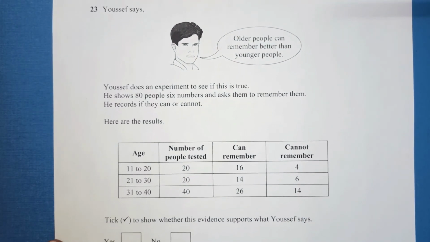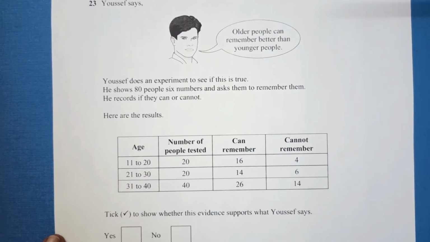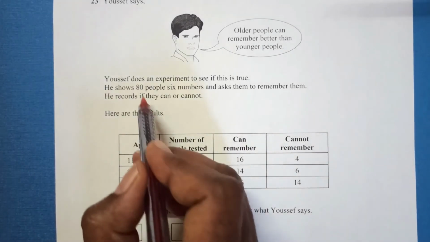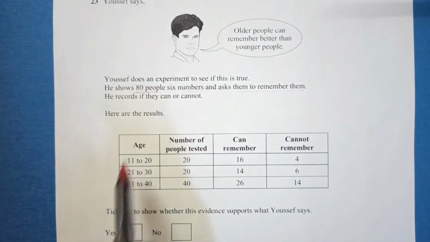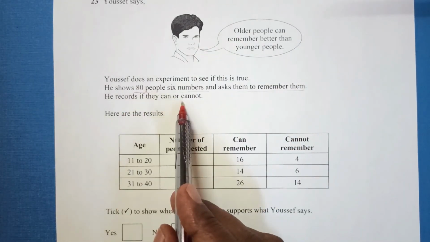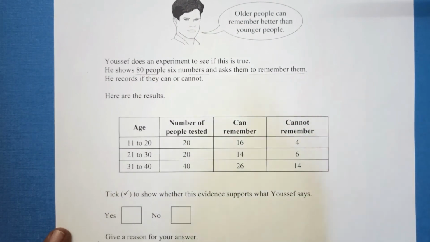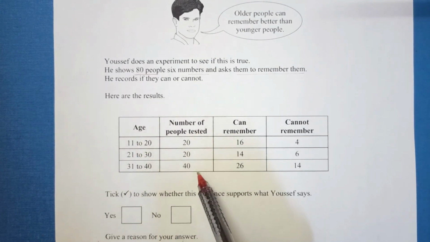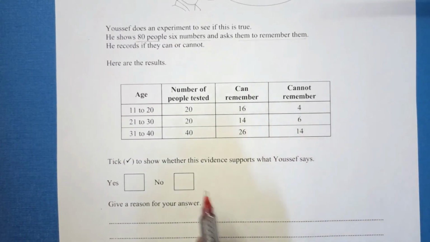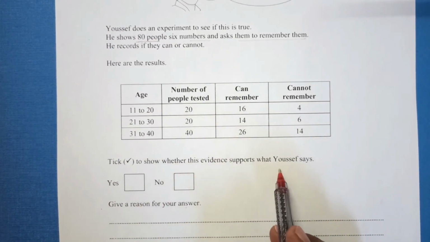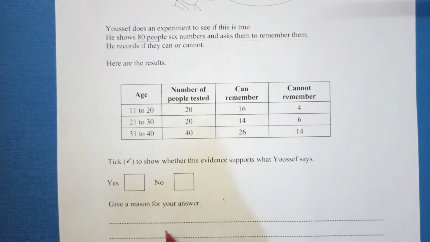Question number 23. Yosef says older people can remember better than younger people. Yosef does an experiment to see if it is true. He shows 80 people 6 numbers and asks them to remember them. He records if they can or cannot. Here are the results: the age, number of people tested, can remember, cannot remember. Tick to show whether this evidence supports what Yosef says, yes or no. We need to give a reason also.